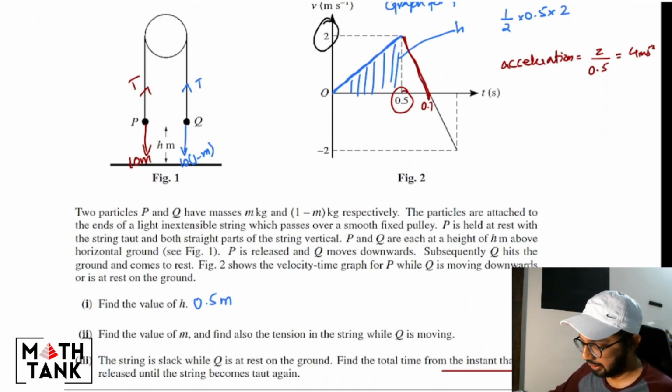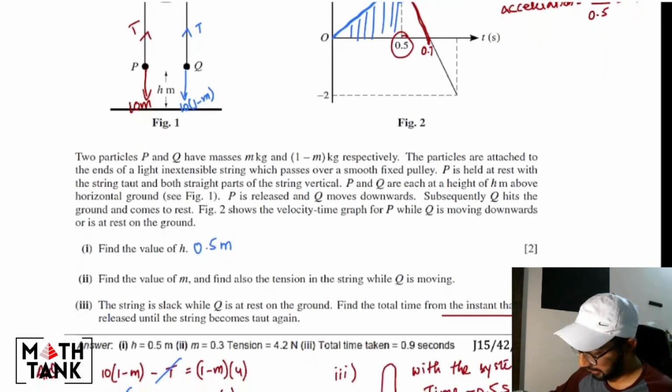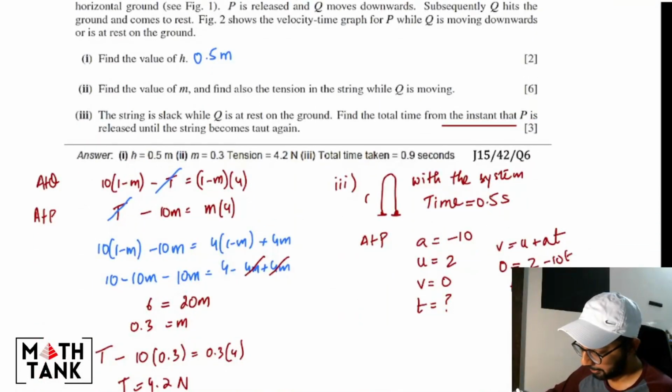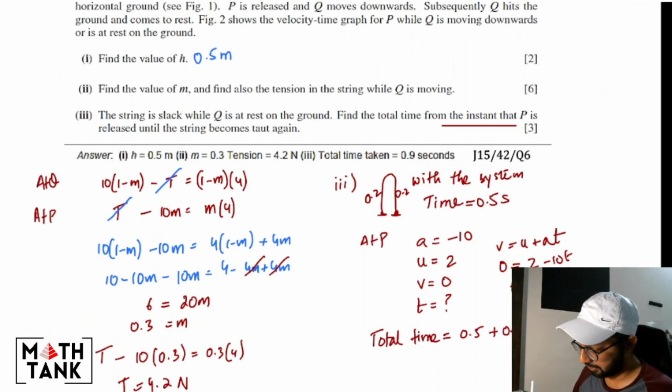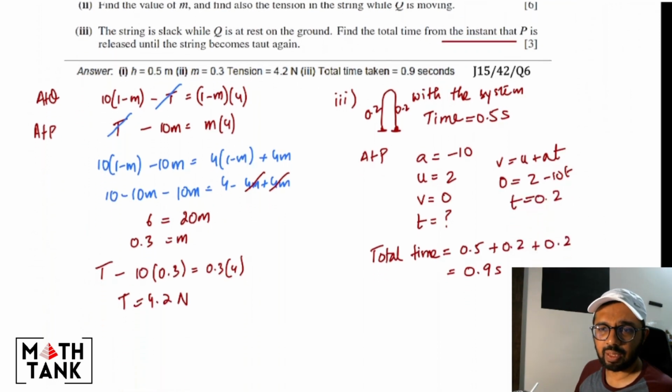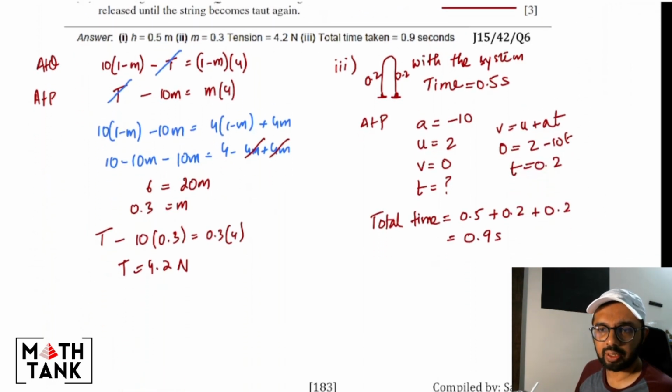Now what I can then say is that if it took particle P 0.2 seconds to go up like that, it's going to take 0.2 seconds to come down again like that as well. I don't need to find that again, but then I can calculate the total time. So I'm going to say that the total time was 0.5 plus 0.2 plus 0.2, and that's going to give me 0.9 seconds. So fairly easy question, nothing very complicated about it. It's just that it's a long question in terms of what's written there.